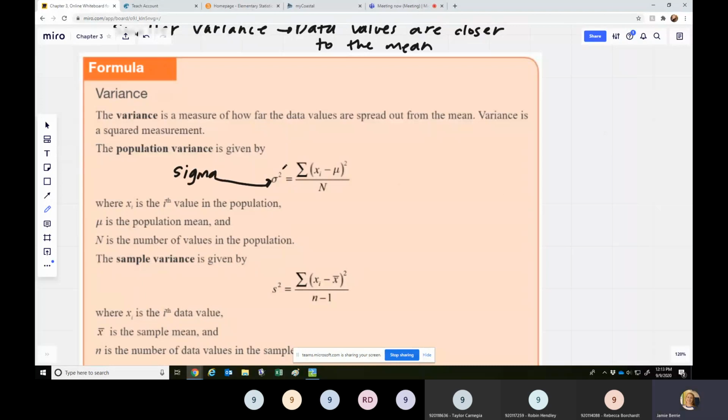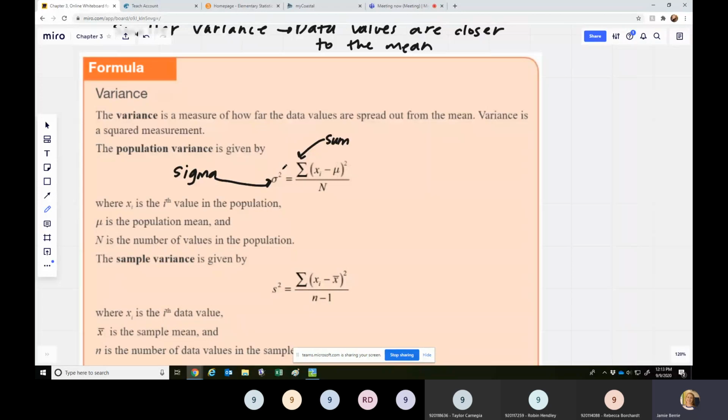Remember yesterday we talked about the uppercase sigma right there. That's also sigma, it's just an uppercase. It means sum. So again, this symbol here means sum. So the variance is given by sigma squared equals the sum of all of your x values minus the mean. Remember, this is mu, the population mean. So all of your x values minus the mean squared.